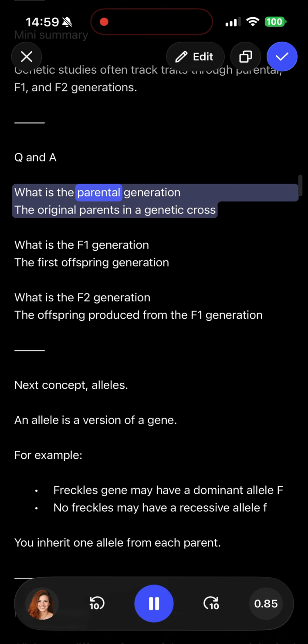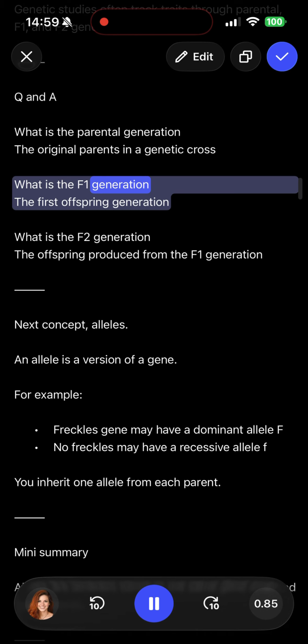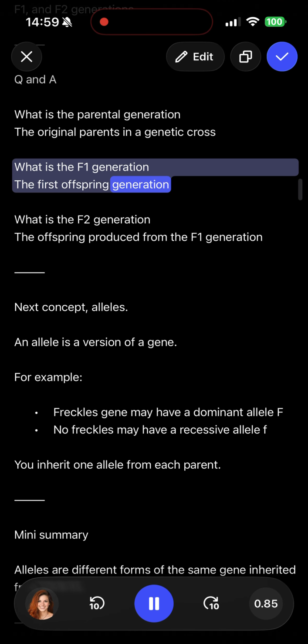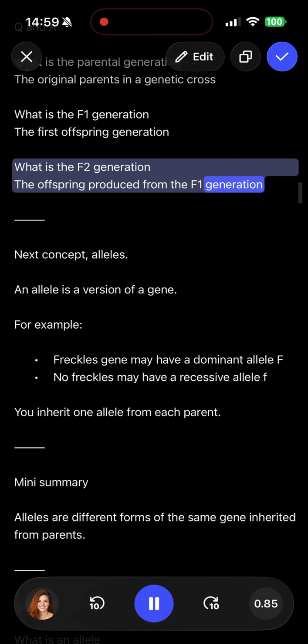Q&A. What is the parental generation? The original parents in a genetic cross. What is the F1 generation? The first offspring generation. What is the F2 generation? The offspring produced from the F1 generation.